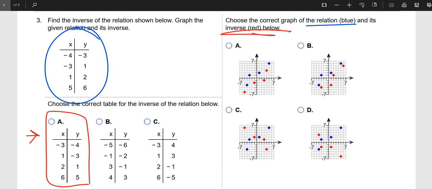For those of you who are working off of printed notes, you might want to look at mine for the red and the blue. But you need to choose a graph now which has the blue points and the red points in the correct locations. So use those two tables and find a graph out of A, B, C, and D that has that situation.